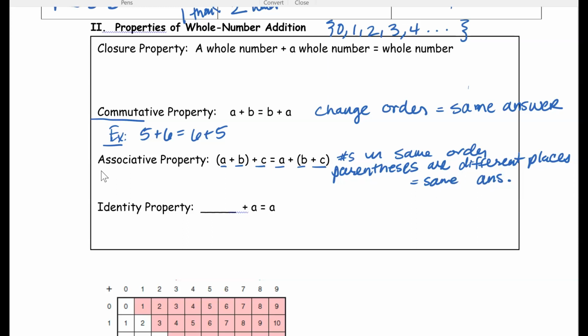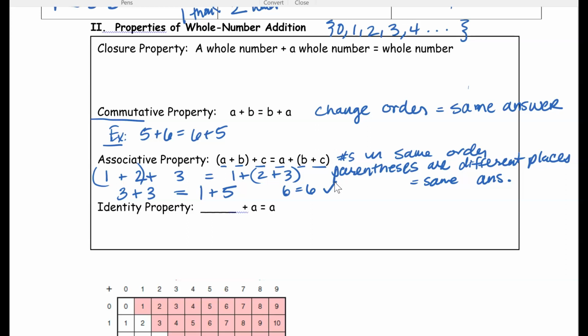So let's see if this works. I'm going to pick three numbers. Let's keep it easy. Let's do 1, 2, and 3. 1 plus 2 plus 3. Let's put parentheses in different spots and see if we get the same answer. The parentheses tell us to do that part first. So 1 plus 2 is 3, plus 3 is 6. And then 2 plus 3 is 5, so 1 plus 5 is also 6. So we get 6 equals 6, so it ends up working. And that will always hold true for whole number addition. And just like the last property, when you get into other operations like division or subtraction, it's not going to work. But we'll talk about that when we get there.